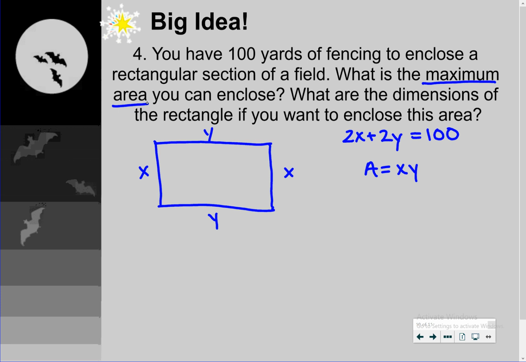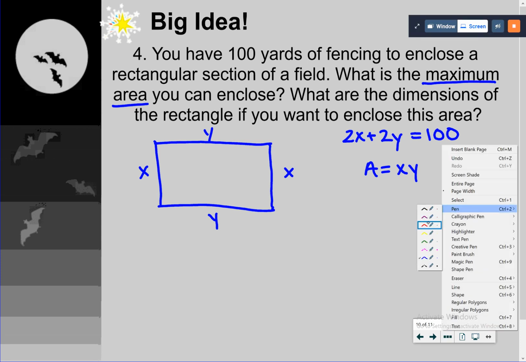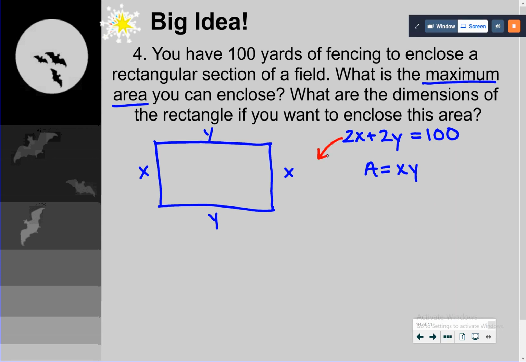So we're going to use substitution to do that. To use substitution, we got to get a variable alone. It doesn't matter what variable you get alone. Let's say I want to get the x alone in this equation. How would I get the x alone? Subtract 2y, so 2x equals 100 minus 2y, and then what? Divide everything by 2. So x equals 50 minus y.